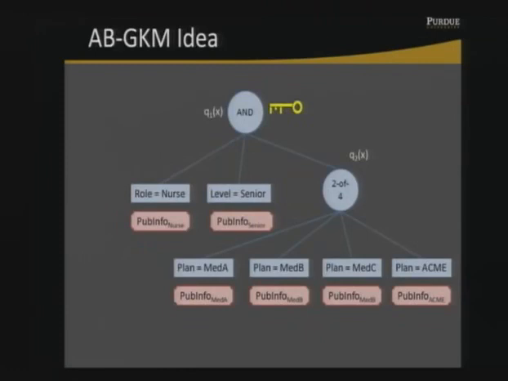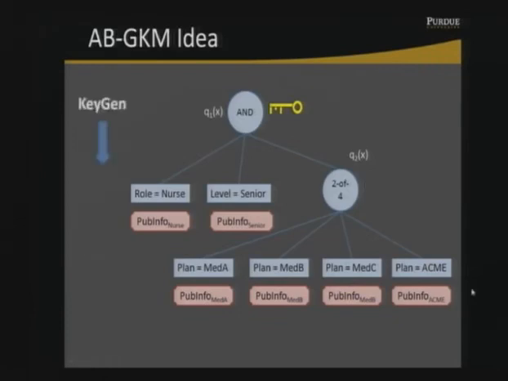So here, in order to satisfy this node, the user needs to satisfy this one, and this one. So all the 3, because it's an AND gate. In order to satisfy this one, the user only needs to satisfy any 2 of the leaf nodes, right?